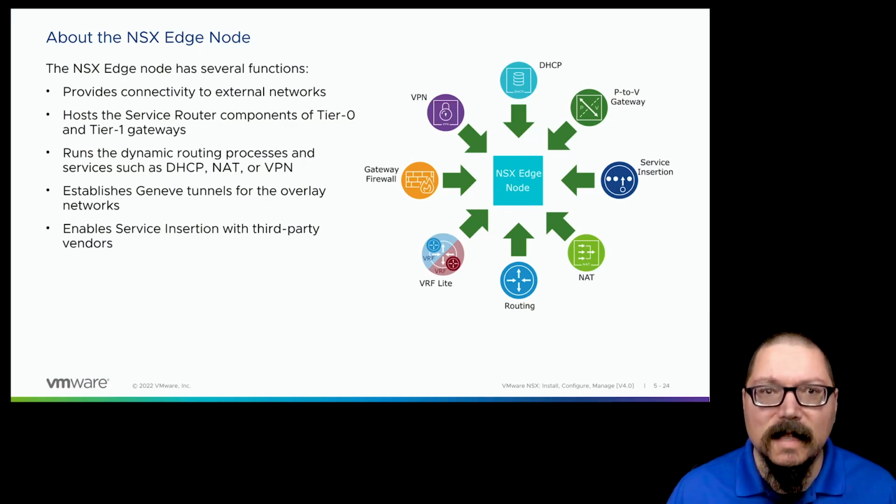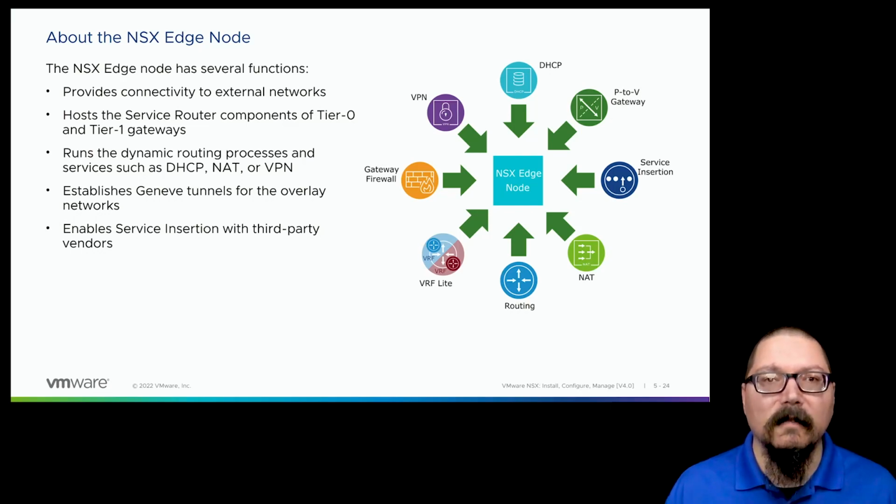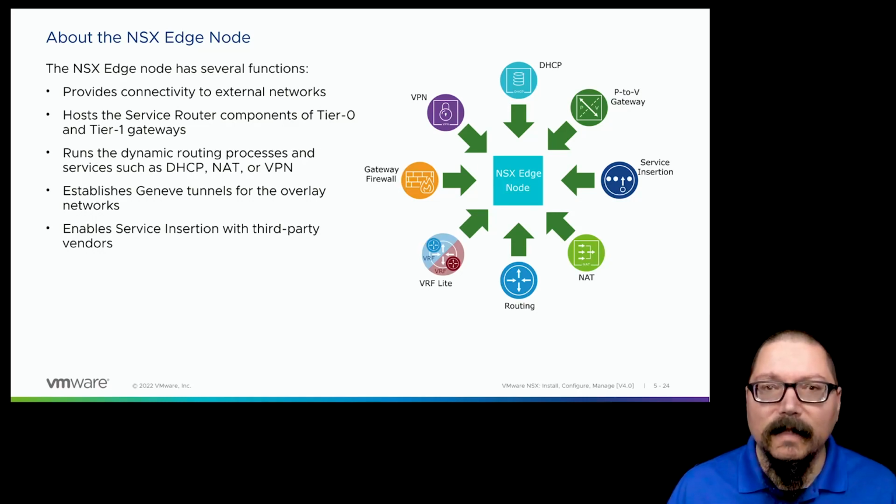It's the thing that provides all the compute resources for the service router component of a tier 0 or a tier 1 gateway, right? This is where my uplinks live. This is where my VPN endpoints and my NAT processing and firewall and advanced threat prevention processing all happens, in the edge node.